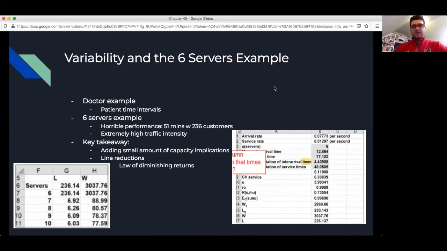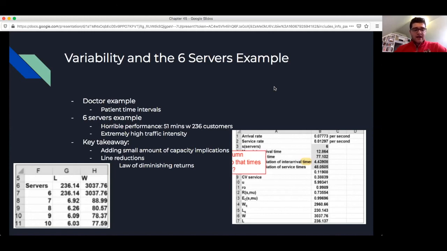0.07782 customers arrive per second, and 0.07773 customers are serviced per second. The result is a traffic intensity nearing 1 at 0.9989. Clearly, the six servers' capacity is almost being used to its fullest extent. They're operating at maximum capacity and need an additional server to aid their overall performance.